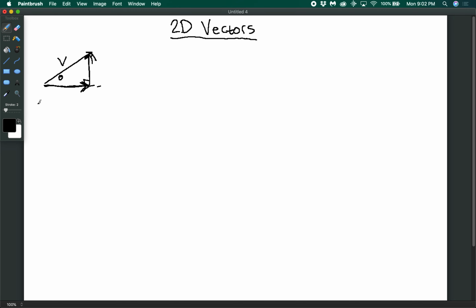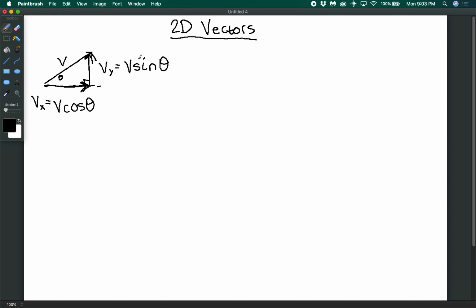And so this bottom one I call Vx. And this is going to be equal to, in this particular case where my theta is drawn, V cosine theta. And Vy is going to be equal to V sine theta. And those are their magnitudes, right? Their directions are purely to the right and purely up.